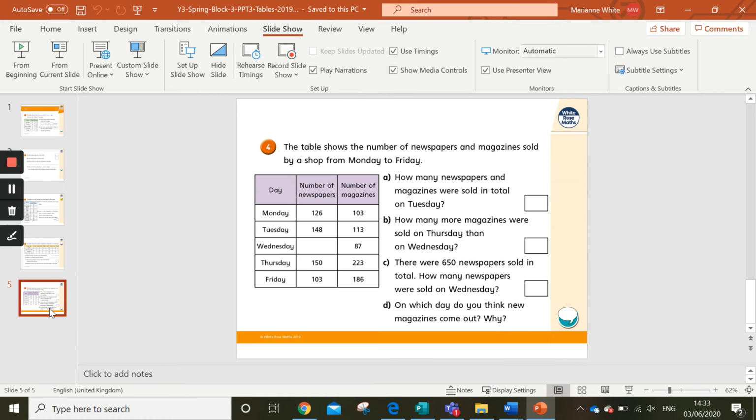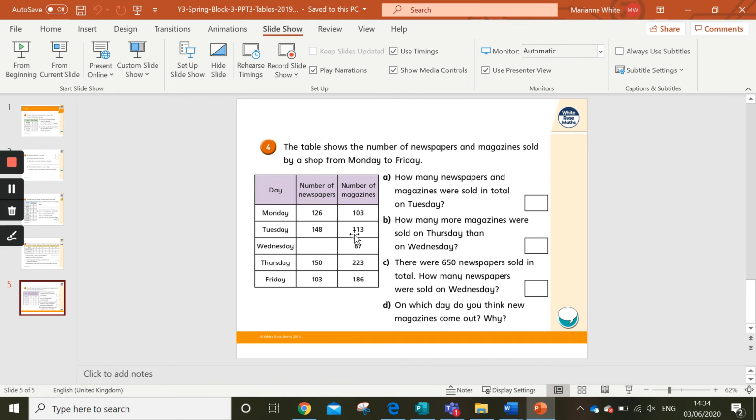Okay, on to the final table, number 4. The table shows the number of newspapers and magazines sold by a shop from Monday to Friday. So again, you've got the days, the number of newspapers, and then the number of magazines. Question A, how many newspapers and magazines were sold in total on Tuesday?